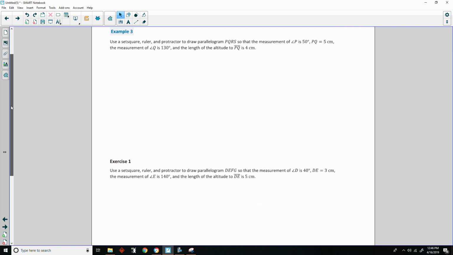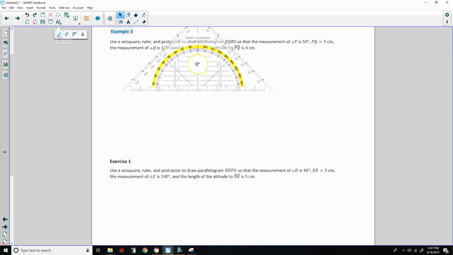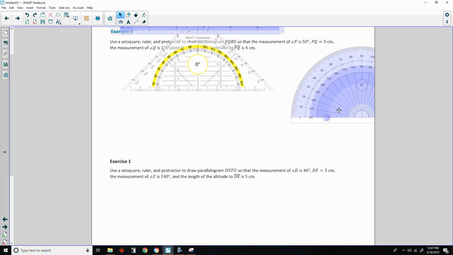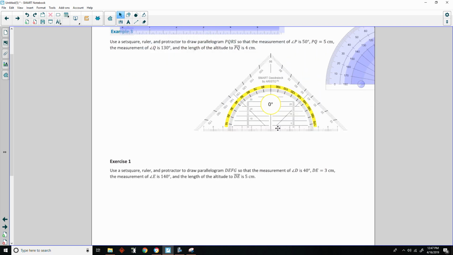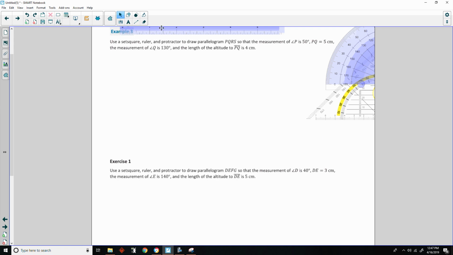Example 3. Use a set square, ruler, and protractor to draw parallelogram PQRS so the measurement of angle P is 50 degrees, PQ is 5 centimeters, and the measure of Q is 130 degrees, and the length of the altitude PQ is 4 centimeters. Okay, so what we need is a set square, a ruler, and a protractor. Okay, so I have my weapons of math instruction. Alrighty, and I'll just set those off to the side there.